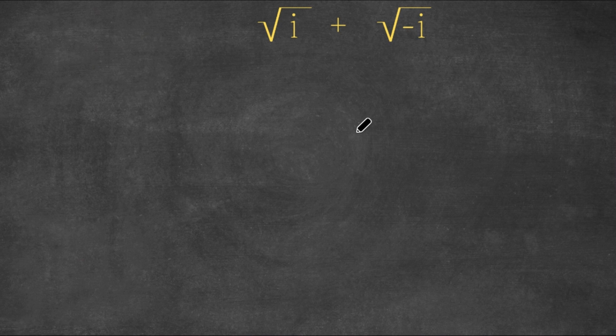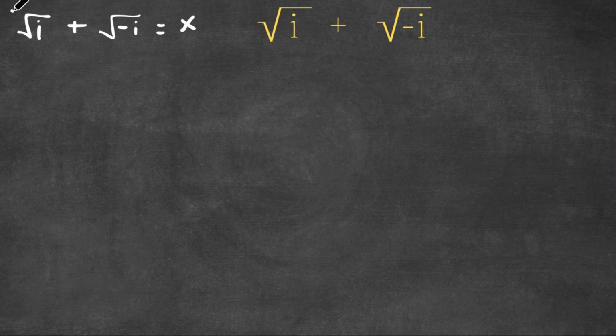In today's video, I'm going to be teaching you guys how to solve this Olympiad problem. So we have the square root of i plus the square root of negative i. Now what I'm going to do is I'm going to set this equal to x. So we have the square root of i plus the square root of negative i is equal to x.